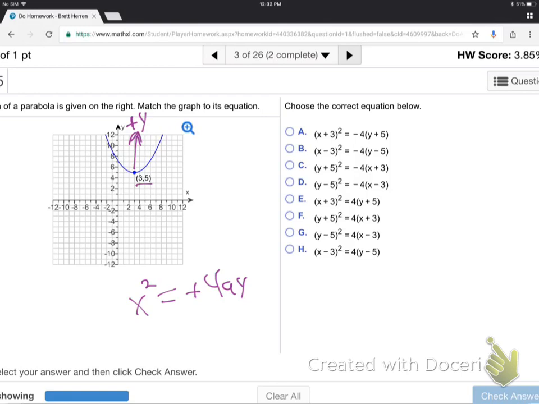Now the center is 3, 5. What do we do with center numbers? Opposite, opposite. So this will be x minus 3 squared equals positive 4a times y minus 5. Good so far. Now, where do we go from here? Well, let's get the answer. Everybody see it?